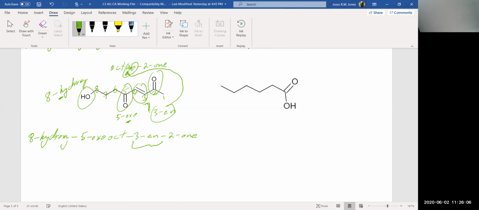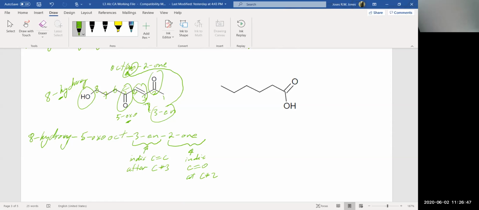Okay, so this indicates a carbon-carbon double bond after carbon number 3. And this over here indicates a C double bond O at carbon number 2. Okay, so that's the name of that compound.